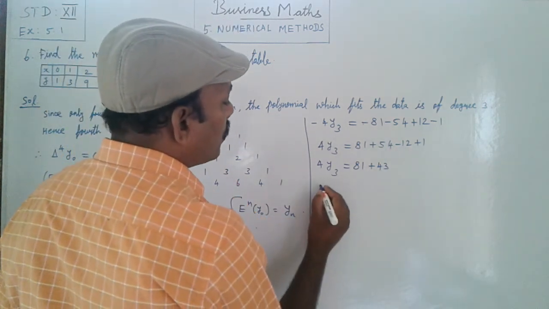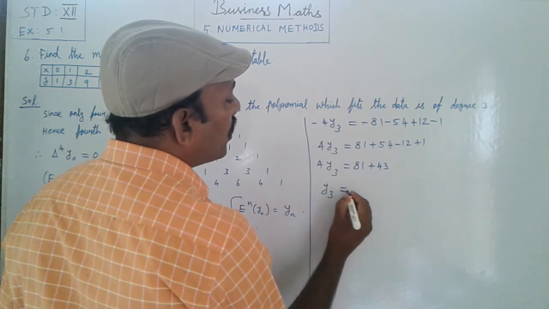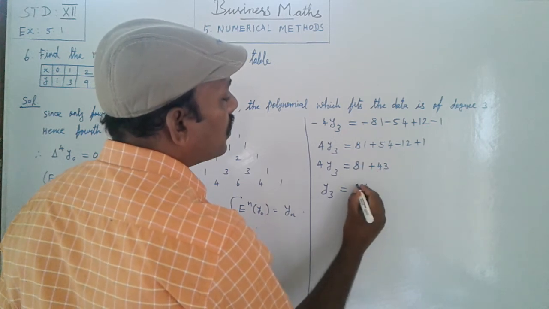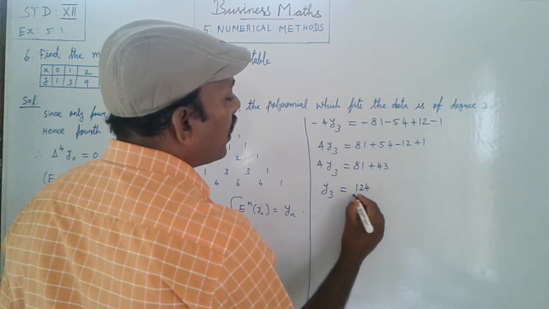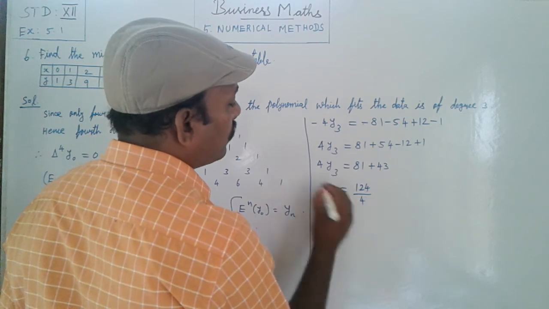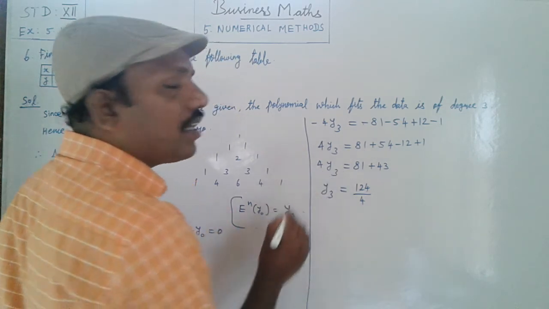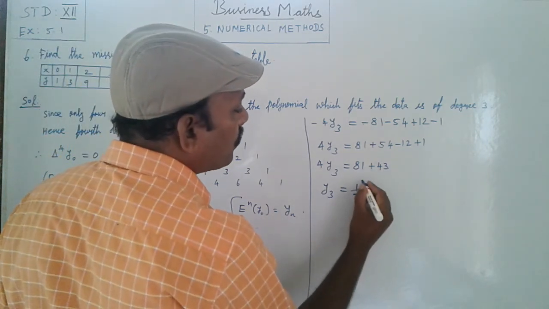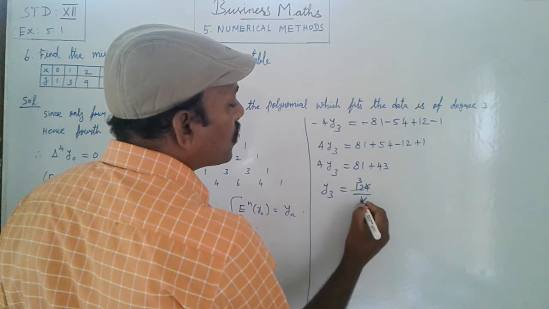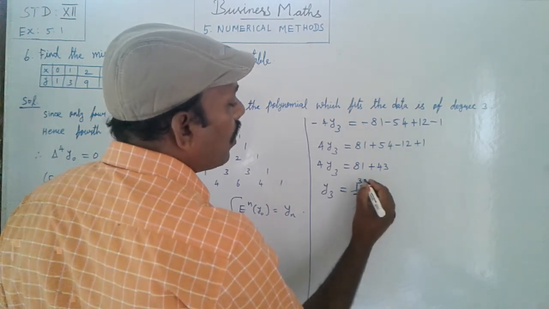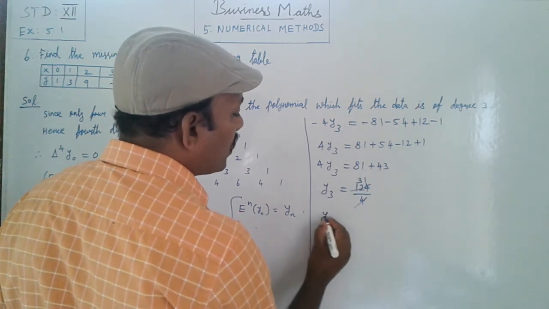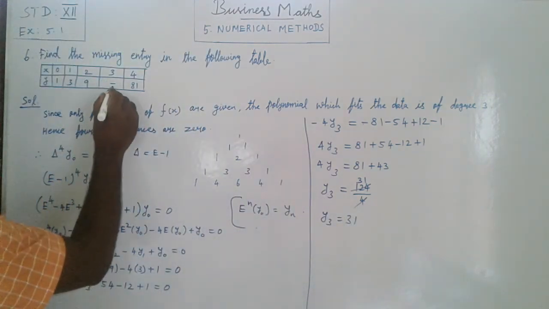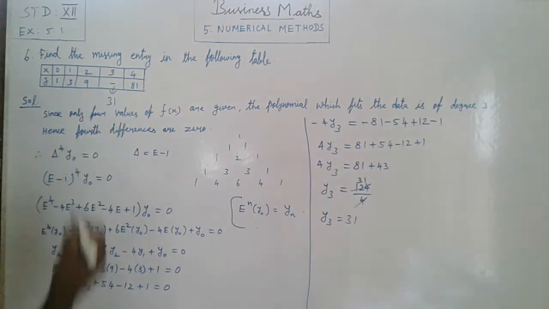So y3 equal to, we add: 3 plus 1 is 4, 8 plus 4 is 12, divided by 4. This 4 we take to the right hand side, multiplied on this side becomes divide on the next side. So it cancels, 4 table, how many times? 3 times, 3 2s are 6, 3 4s are 12. So y3 equal to 31. So the missing term here, what is the value? 31. That's all.